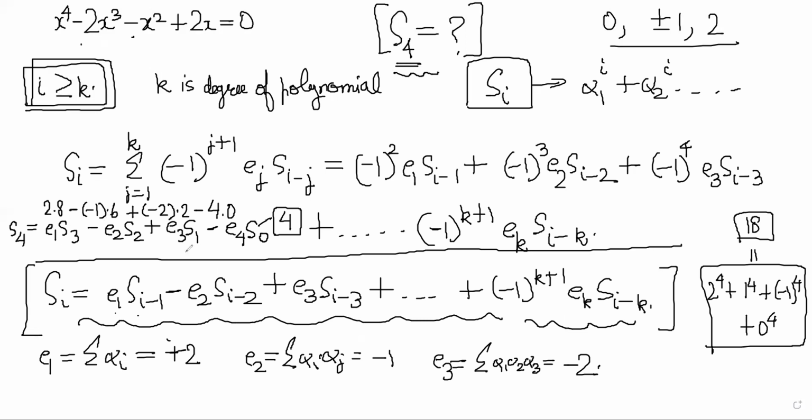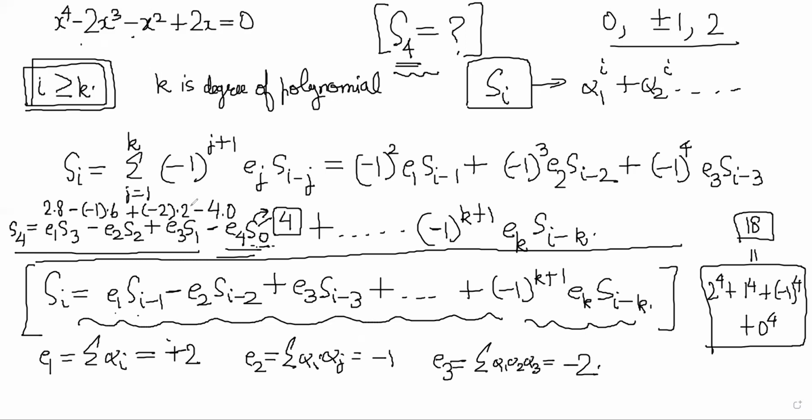So what happened here? S0 is always 4, right? So remember that S0 will be equal to the degree of the polynomial, because every root power 0 will give 1. So keep that in mind. By definition, it has to be 4. So after that, this is done.